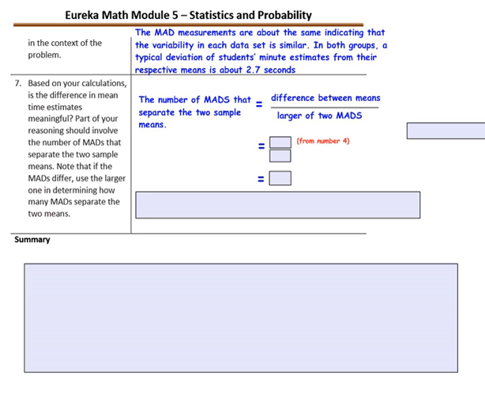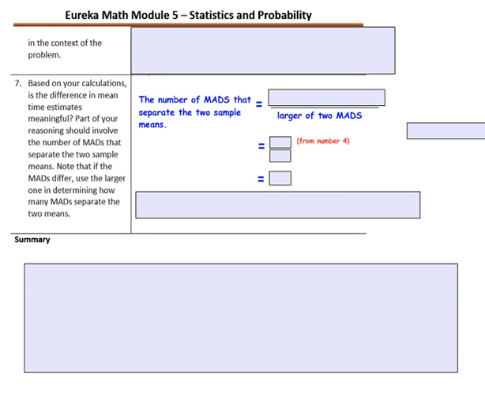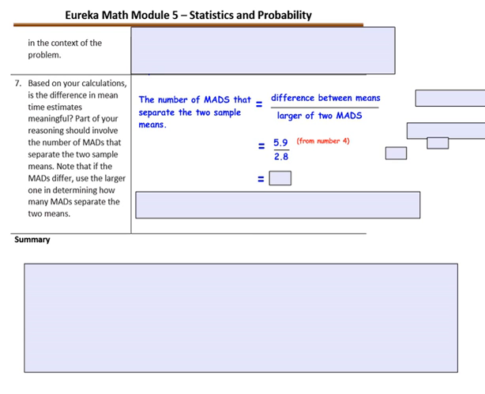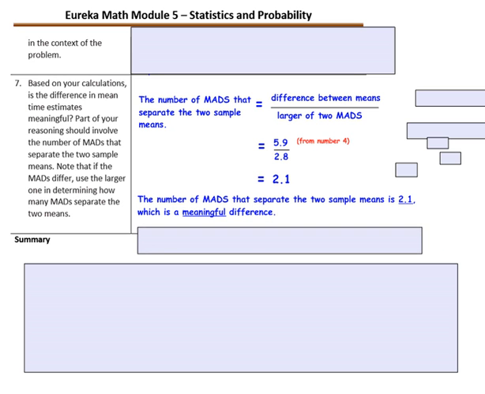The difference between the means is 5.9. And we see that from number 4. We had the two means here, 59 and 64.9. So we've got the difference between the means, and that's 5.9. The larger of the two MADs, so we had 2.7 and 2.8. You use the larger. Then you divide numerator divided by denominator, and you get 2.1. The number of MADs that separate the two sample means is 2.1, which is a meaningful difference.